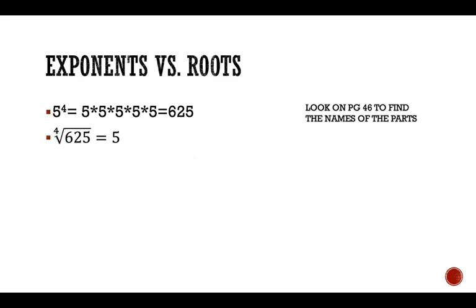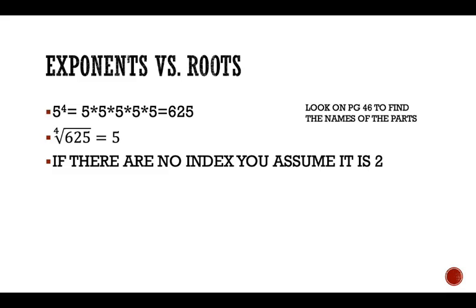All right. If there's no index, what do we assume it is? I've got the answer on the board, everyone. If there's no index, what do we assume it is? 2. A 2. All right, so it's a square root, so we say square root instead of a 2 root. It's a square root if there's no index, okay?